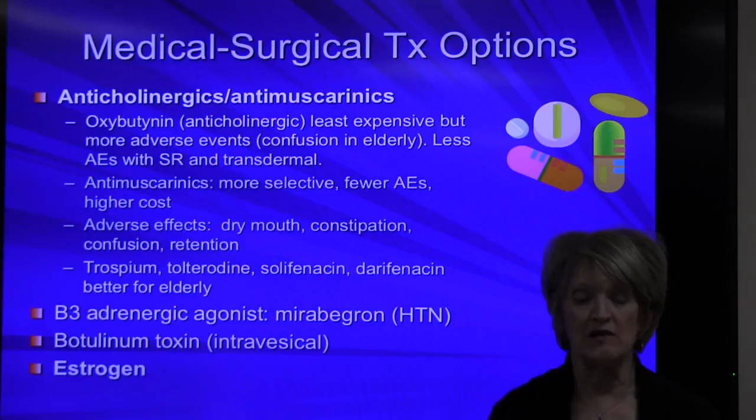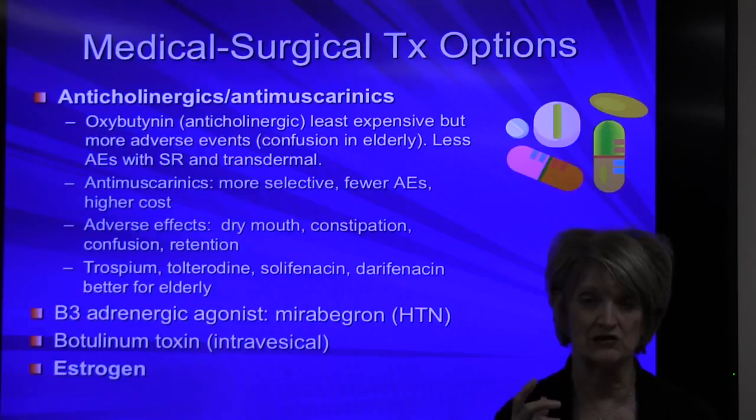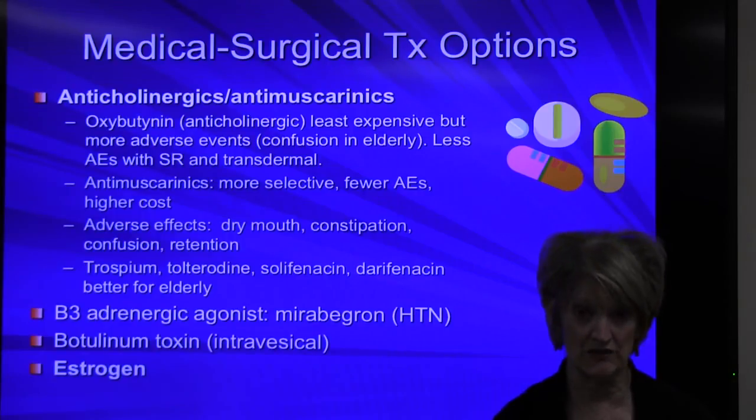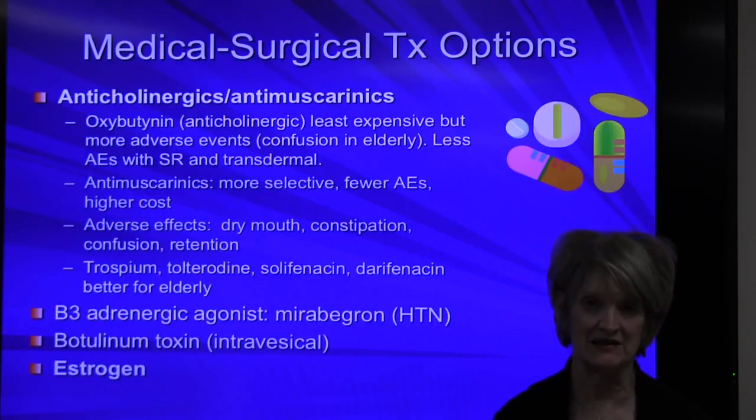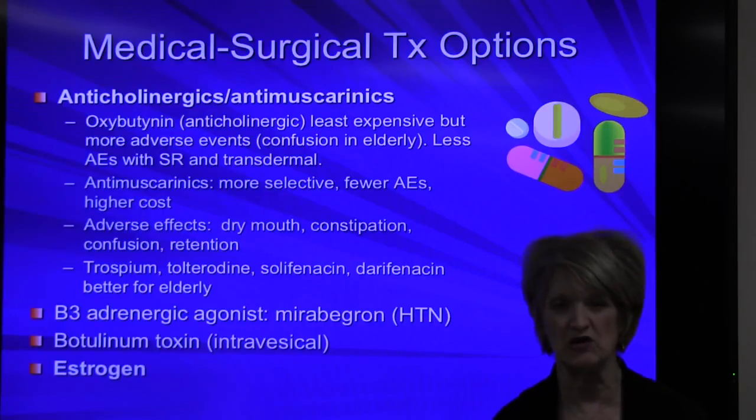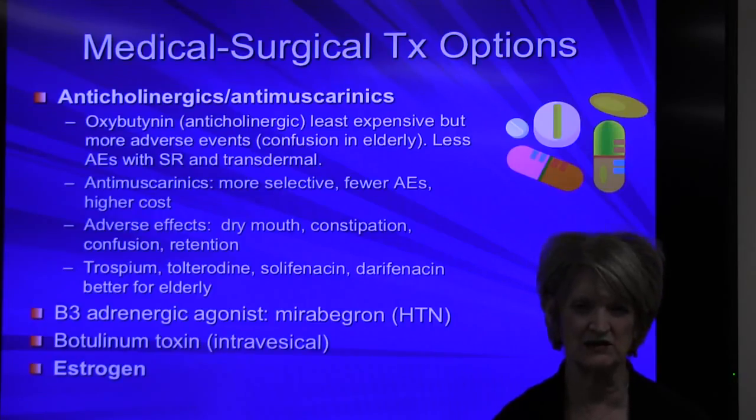They've also used intravesical onabotulinum toxin, injected directly into the bladder wall, and that provides relaxation of the bladder wall, partial paralysis of the detrusor muscle for a period of months, and then it has to be repeated. So for patients who don't respond effectively to antimuscarinics, who don't respond or aren't candidates for mirabegron, the physician could consider botulinum toxin.